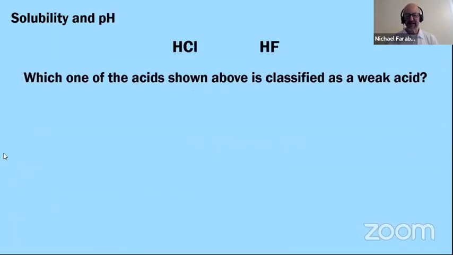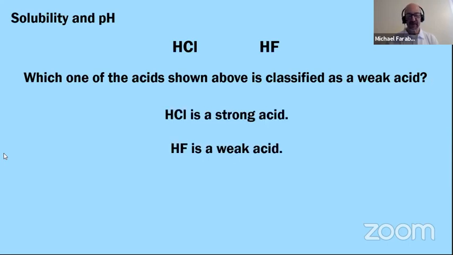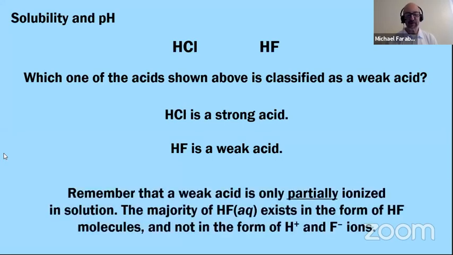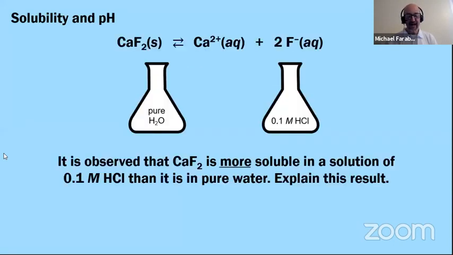All right, so this is kind of related, solubility and pH. I have 2 acids, HCl and HF. Now, which one of these acids is strong and which one of these acids is weak? You may remember that HCl is on your list of 6 strong acids. That means that HF, which is not on your list of strong acids, is actually a weak acid. So therefore, the majority of the HF exists as molecules, not in the form of H plus and F minus ions.